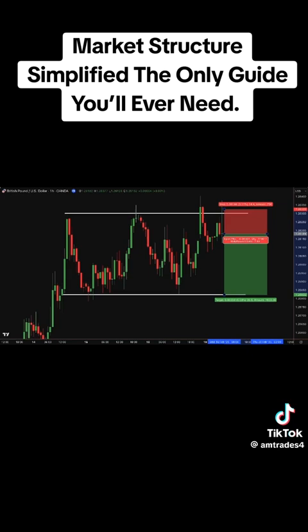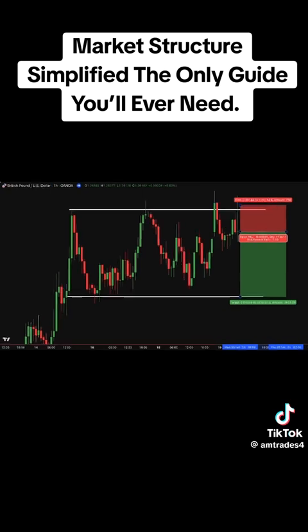Entry at the close of the bearish rejection candle. Stop loss just above the wick over the resistance zone. Target the next support level. You're simply playing the edges of the range, using liquidity traps to your advantage.